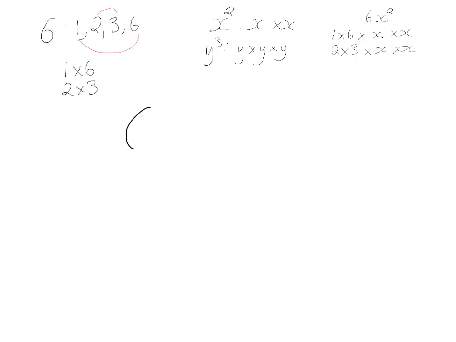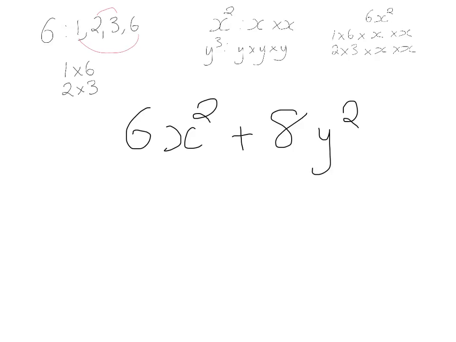What about if I had 6x squared plus 8y squared, and I actually wanted to try and factorise this expression? Well, first of all I'm going to be looking at the numbers. Here I've got the number 6 and here I've got the number 8, and I have to think about the factor sums. I know the factors of 6 are 1, 2, 3 and 6, and I know the factors of 8 are 1, 2, 4 and 8.